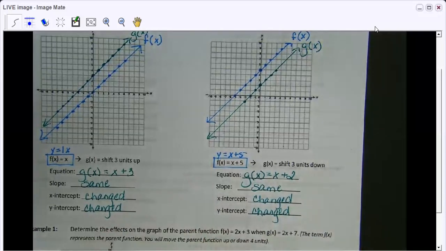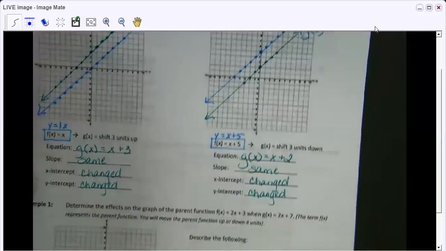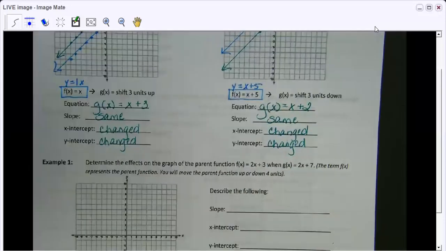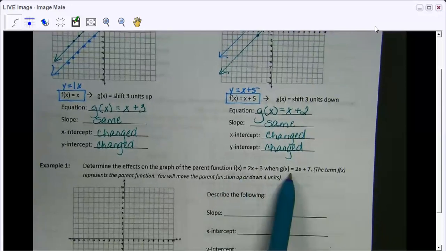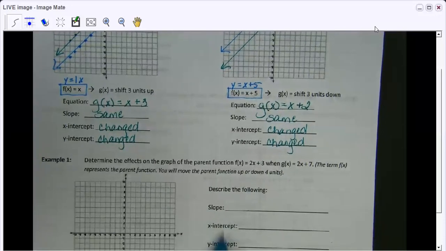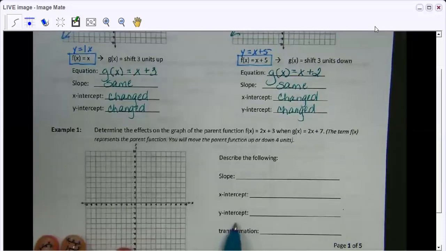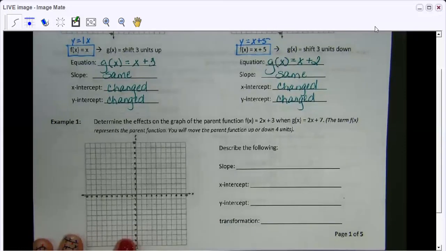All right, any questions on that? Okay, on example 1, I want you to graph both your f of x and your g of x. Okay, and then I want you to describe what is happening down here, and I want you to do that one on your own. Okay. So I'm going to pause the video while you do that.